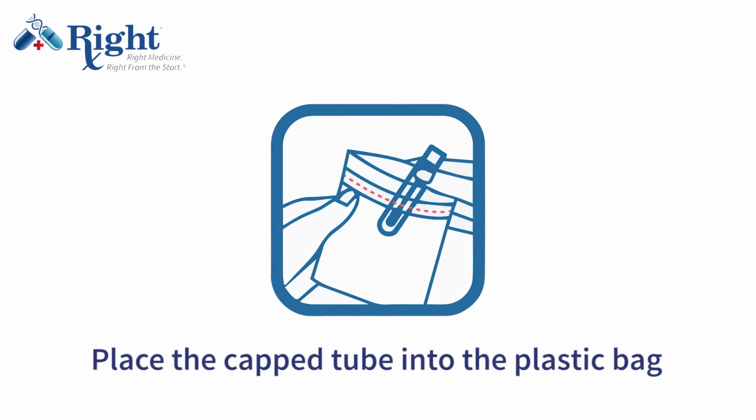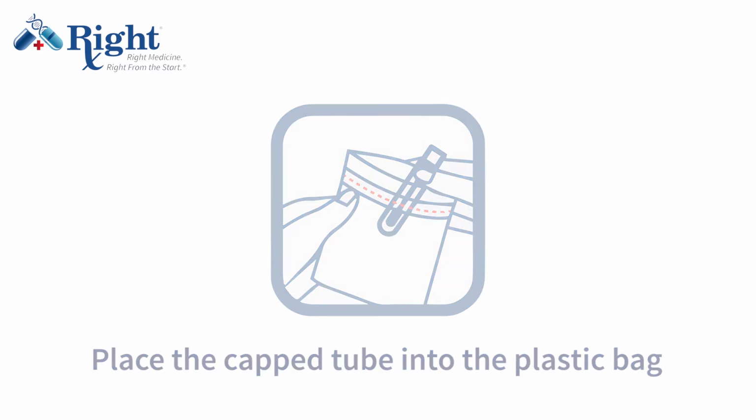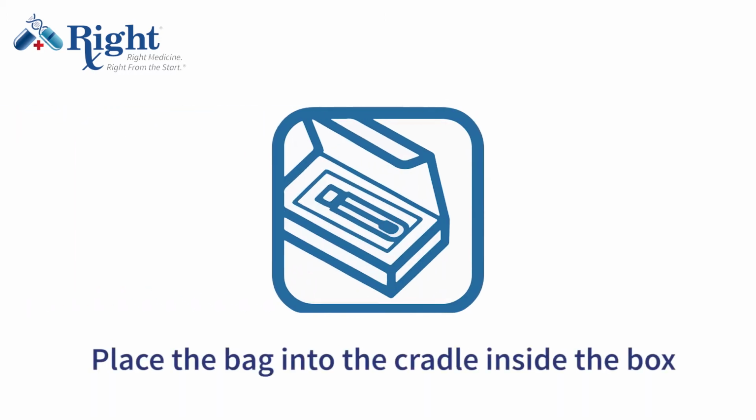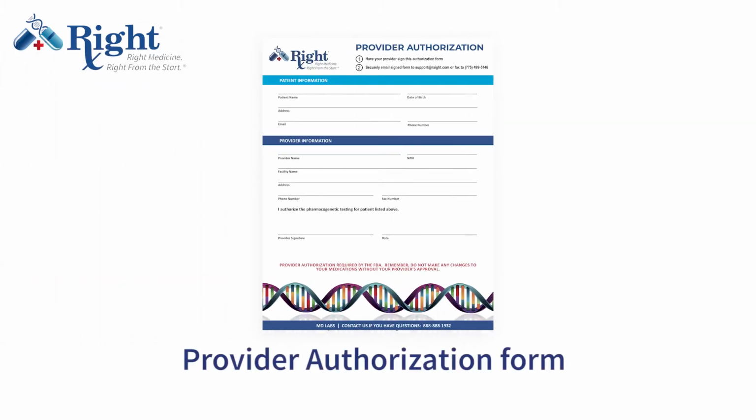Once you've collected the DNA, place the cap tube into the plastic bag containing the absorbent pad. Peel the strip and seal the bag. Place the sealed plastic bag into the cradle inside the box. If the signed provider authorization form has already been provided to MD Labs, then you can proceed. If it hasn't, have your provider sign the provider authorization form and include it with this kit when you mail it back.